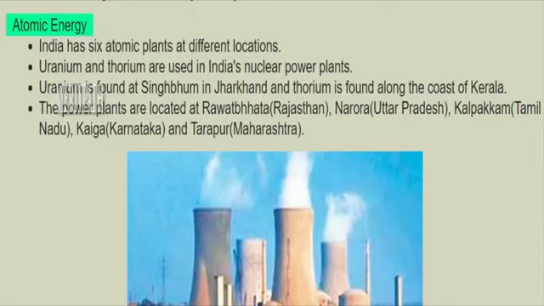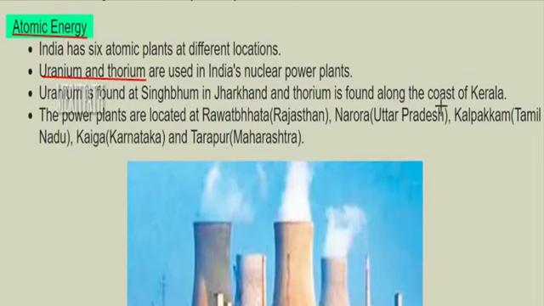Atomic energy. From the name itself, we can figure out atomic energy. What do you understand when we say energy? As discussed, energy is something which we require to do work. Now, atomic energy comes from the atoms. India has 6 atomic plants at different locations. Now, uranium and thorium are used in India's nuclear power plants.